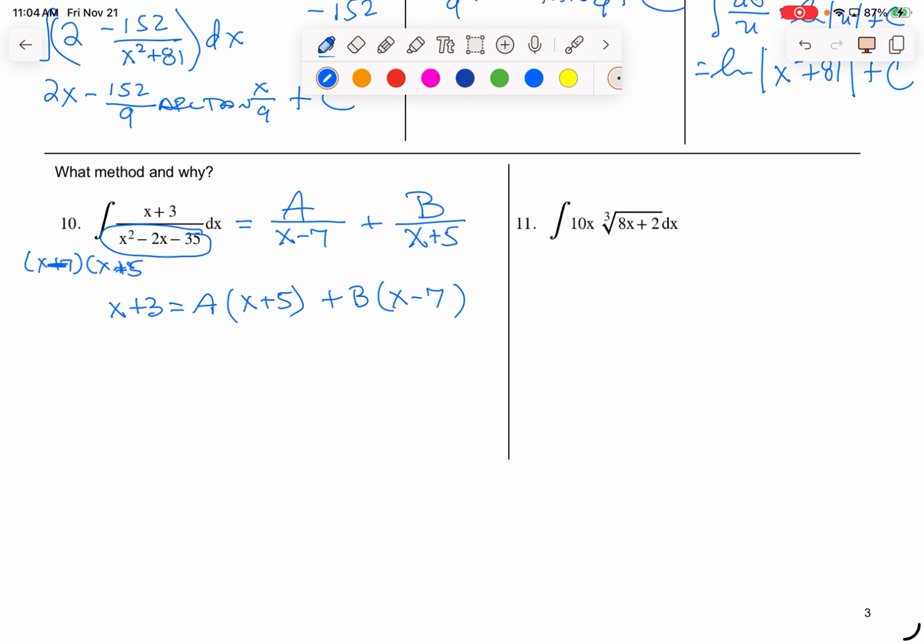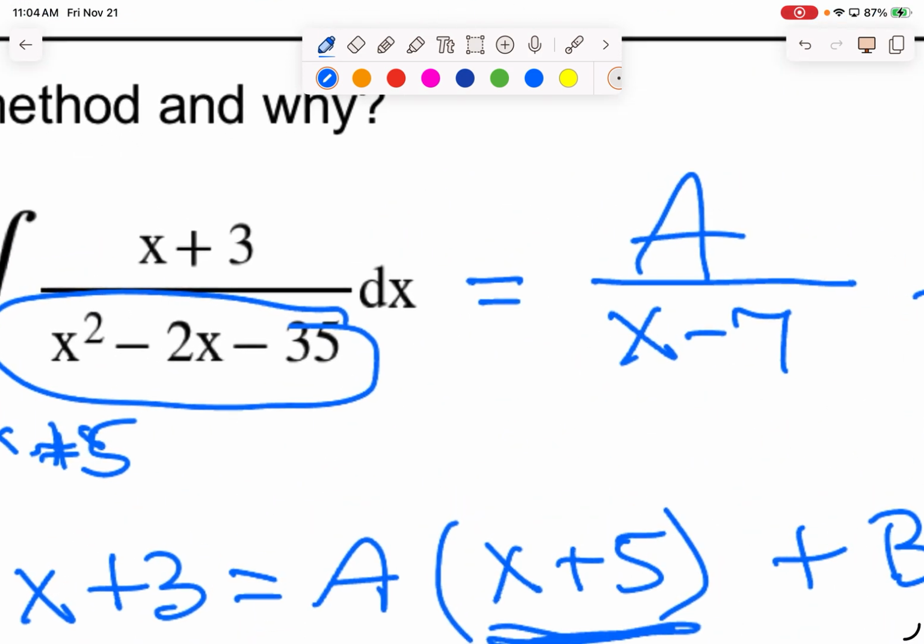Now, could I combine them? Yes. So it would be 1/6 ln. Am I multiplying or dividing? I'm not dividing. They're both positive, correct? So when there's addition with logs, it means we're multiplying. So in one big absolute value, we're going to put x minus 7 to the 5th times x plus 5, plus C.